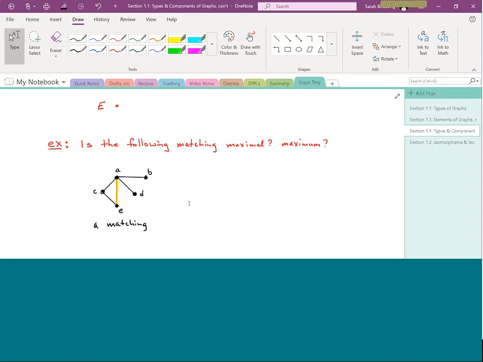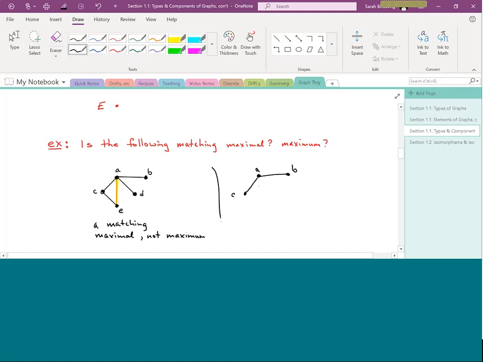So right here, it is maximal but not maximum, yes. And let's do that matching. So this is maximal but not maximum. So if we grab this same graph, and it's going to look a little wobbly probably. Let's try to make it less wobbly.